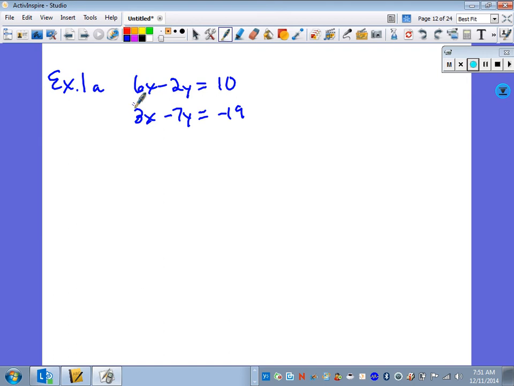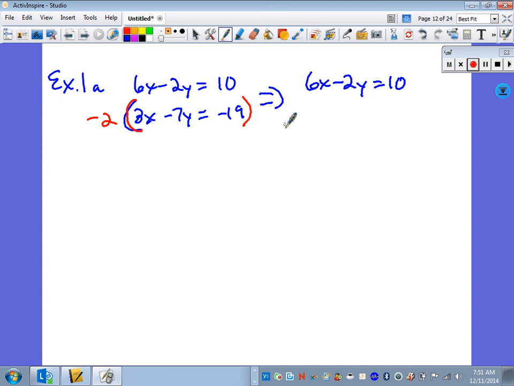So I'm going to do that. I'm going to multiply this one by -2, and you'll see in a minute why I did that. I'm just going to rewrite the first one because I didn't make any changes to it. Now I'm going to multiply the entire second equation by -2.